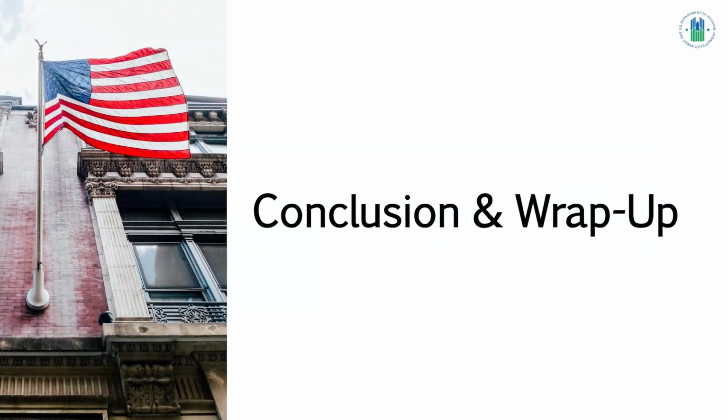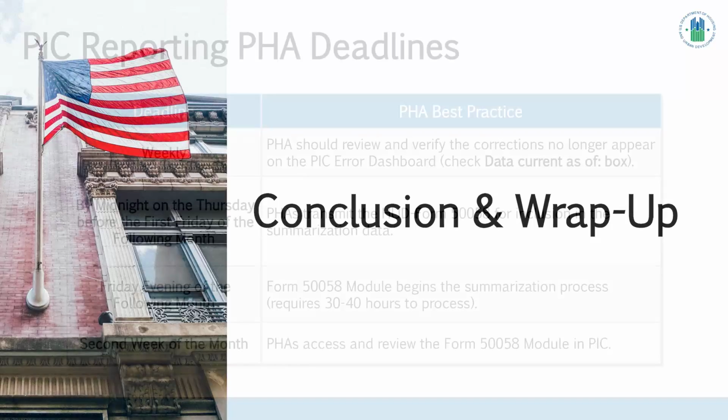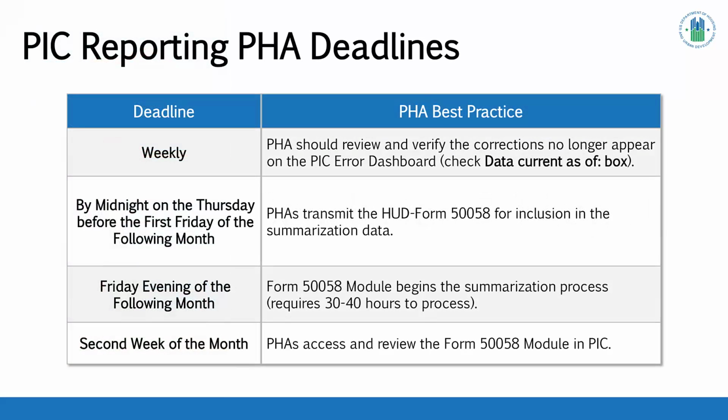Now that we have reviewed each of the 6 reports in the PIC Error Dashboard, let's review a timeline by which you should have your PIC errors completed and a summary of all of the PIC Error Dashboard reports. On a weekly basis, your PHA should review and verify the corrections no longer appear on the PIC Error Dashboard. Remember to check the Data Current As Of box in the upper right corner of the screen.